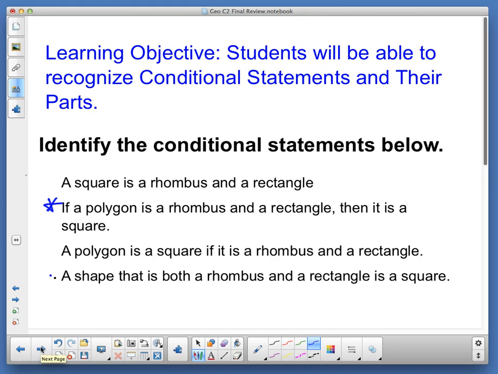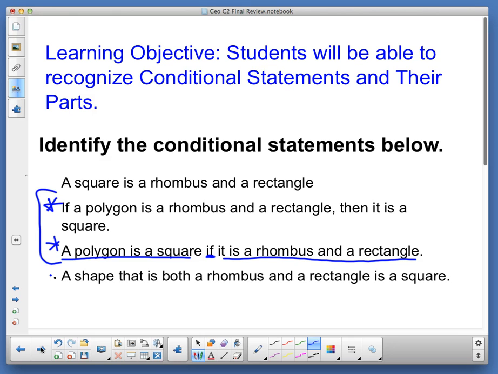But that's not the only one. Hypothesis follows if. The conclusion can be preceding if. Okay? So this is also an if-then statement. These are if-then statements. The other ones are just statements all by themselves.